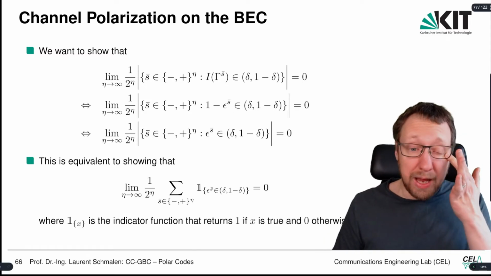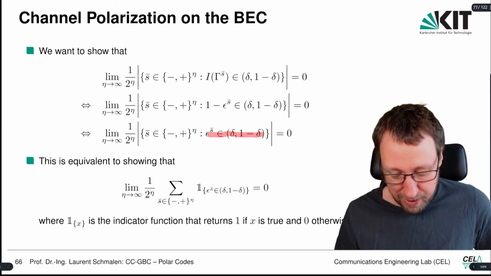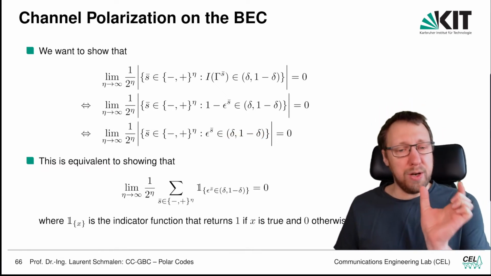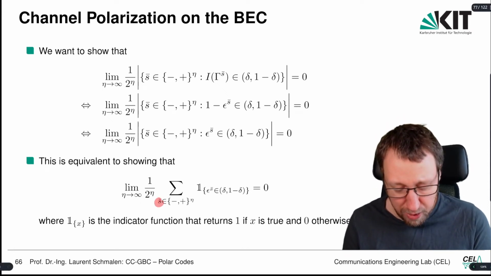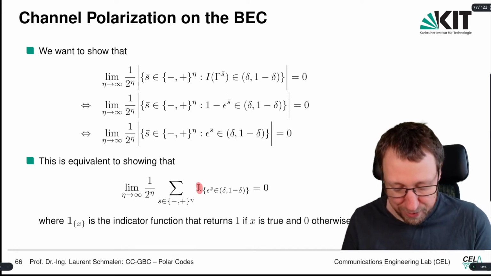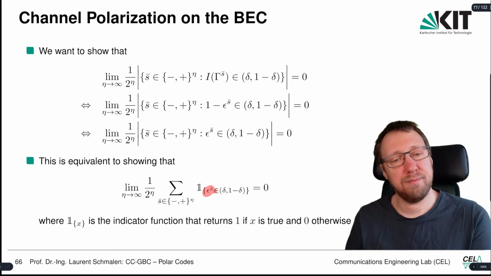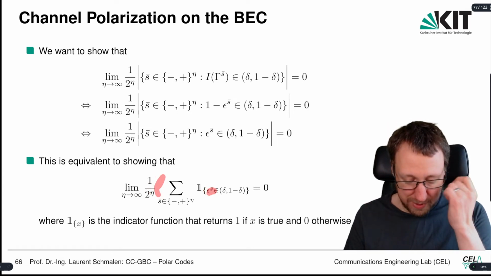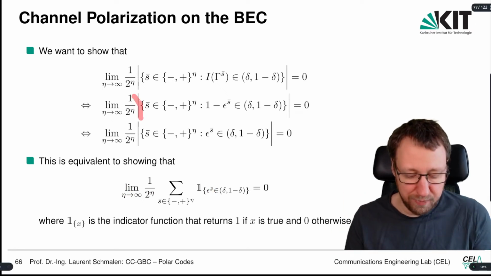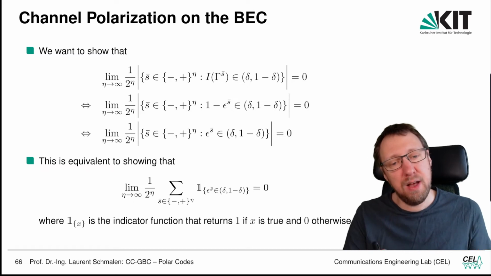Okay, so we can show that the number of channels, we're looking at the channels that are between delta and 1 minus delta. So we're looking at every channel. We go over all S bar that are sequences of plus and minus to the power eta. We're looking at the indicator function of whether this channel sits in the interval delta, 1 minus delta. And then we're looking at the fraction of those channels, and we're saying that the limit of this is equal to 0. So instead of working with sets, which are not very useful to work with mathematically, we move our problem of counting the number of elements in a set towards an indicator function.